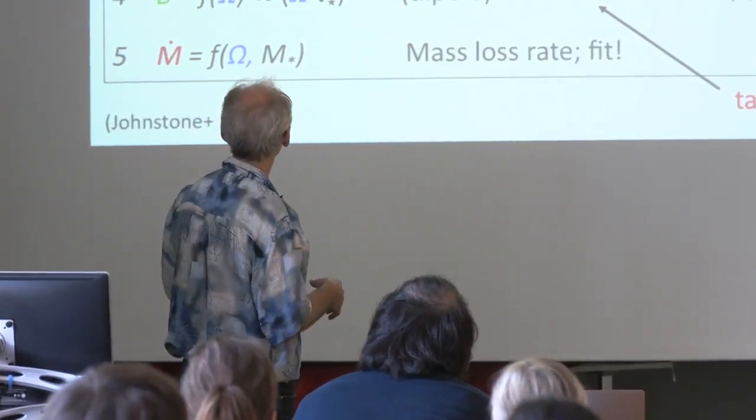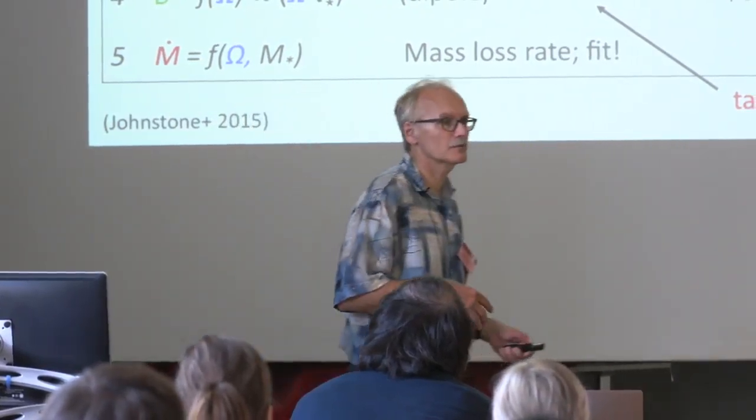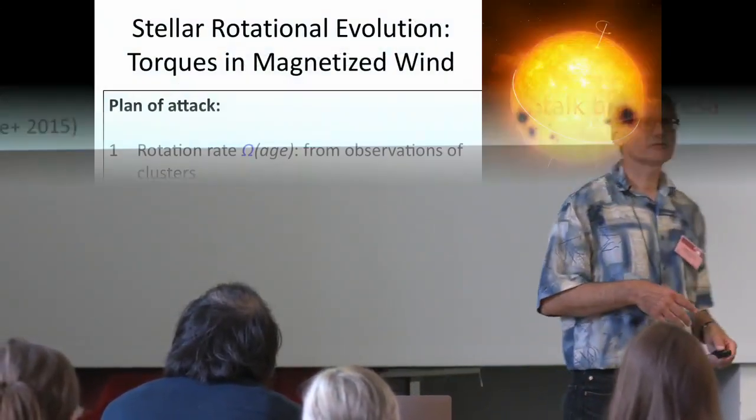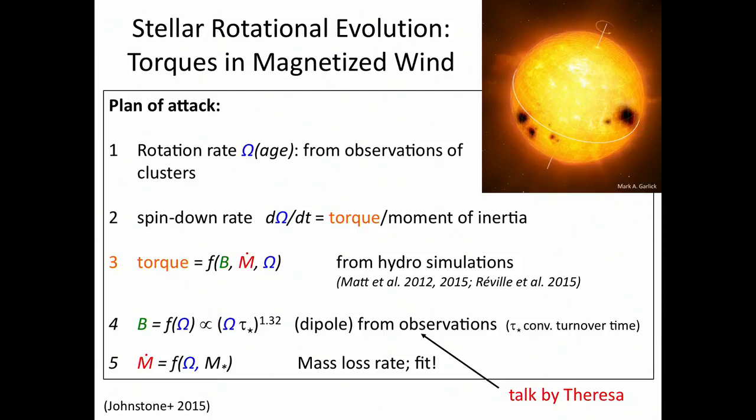The magnetic field must now be quantified. I need more equations. We have the magnetic field here and here again. The magnetic field is probably a function of the rotation rate. Teresa talked about this yesterday in all detail. It's a magnetic dynamo in operation. And we can take observations to find how the magnetic field scales with omega. It goes to the power of 1.3 from observations.